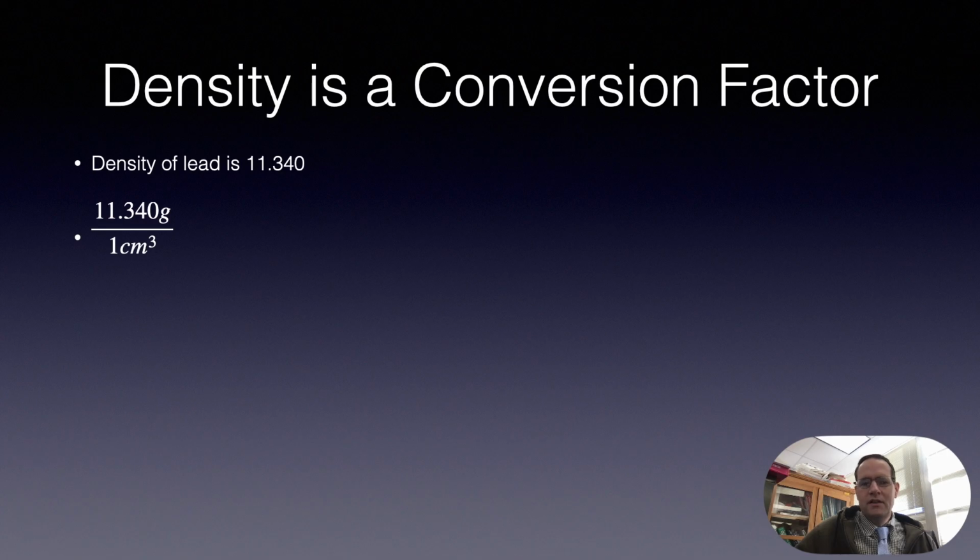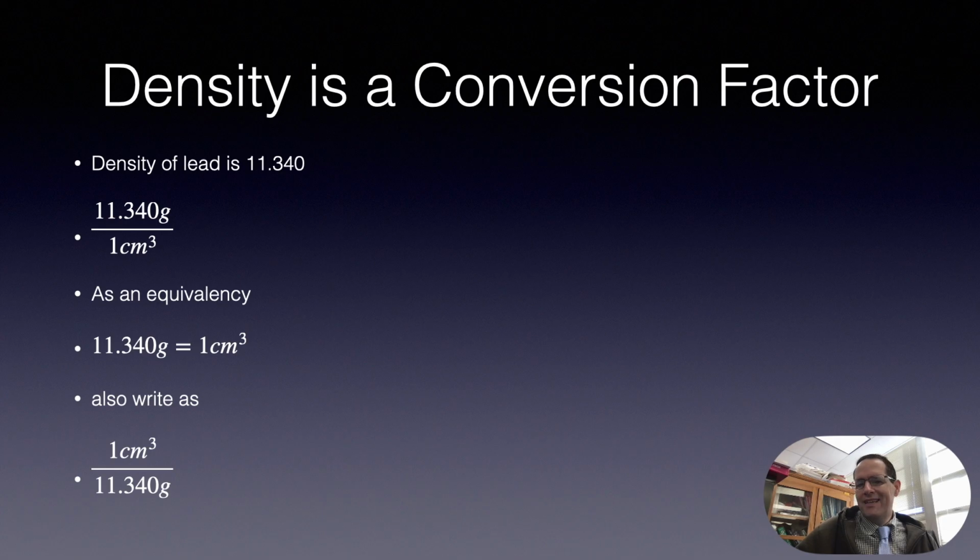So here's the density of lead as listed in ptable.com, 11.340 grams divided by 1 cubic centimeter. So that's the ratio of mass to volume. Now, we can write this as an equivalency, right? A certain number of grams is equal to 1 cubic centimeter. And remember, again, we can write an equivalency two different ways as a fraction. So we could potentially write 1 cubic centimeter divided by 11.340 grams, okay?